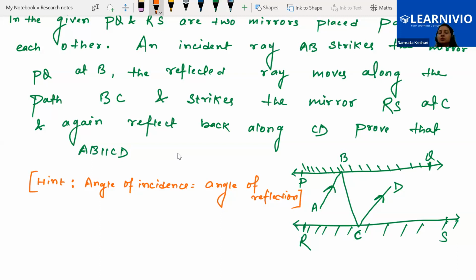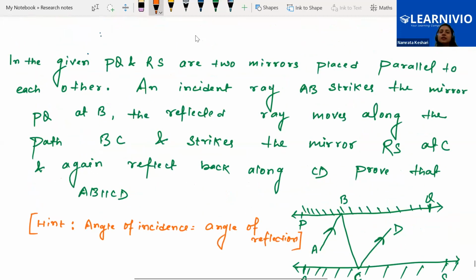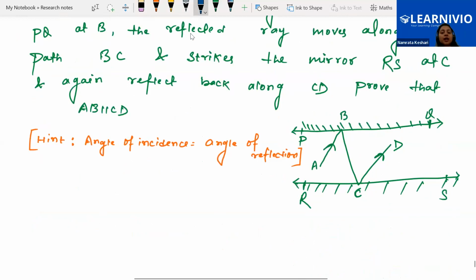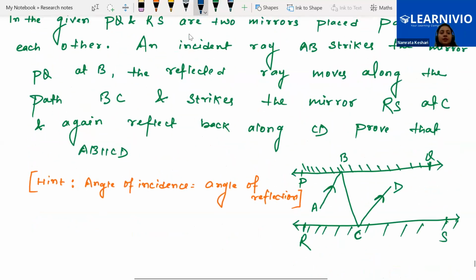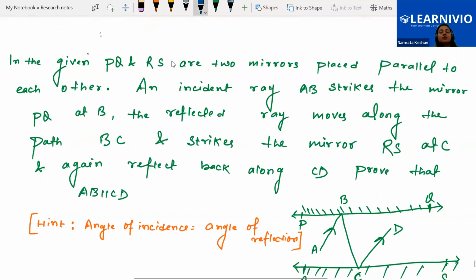Are you able to understand at least what exactly the question says? Yes. Okay, here we are having PQ and RS. These two are mirrors parallel to each other. PQ and RS, these two are mirrors. Okay, no worries. These two lines are parallel with each other.